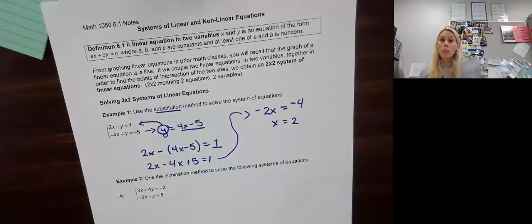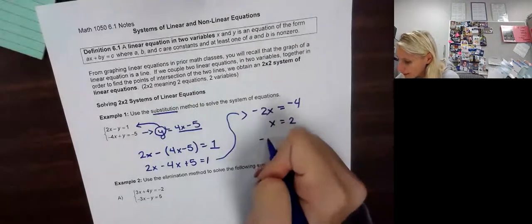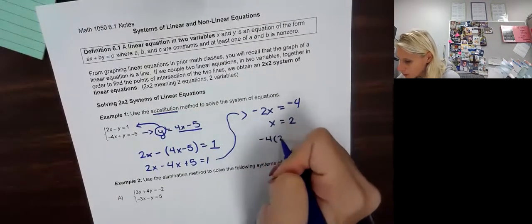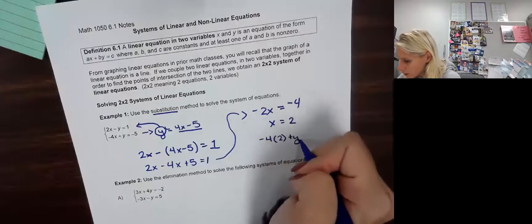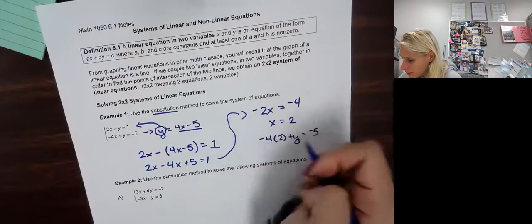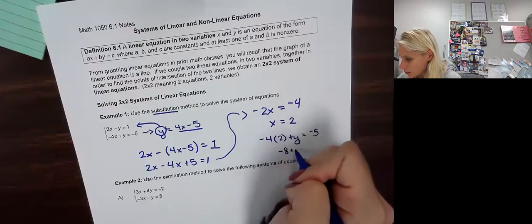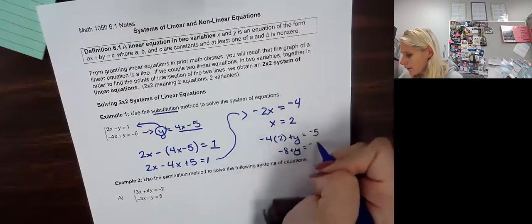To find y, we plug back in. We should be able to plug into either one of these equations and get the same value of y. So if you're nervous about your calculations, you can always substitute into both equations and hopefully you get out with the same y. For me, I want to say, let me substitute in the x to the easiest one. So negative 4 times 2 plus y equals negative 5. Negative 8 plus y equals negative 5.